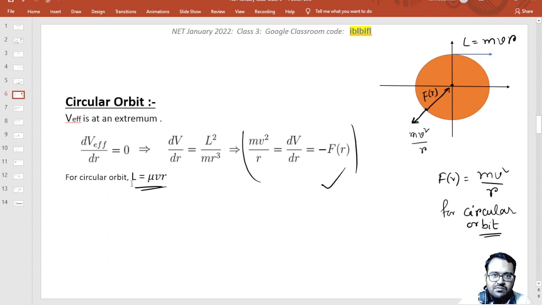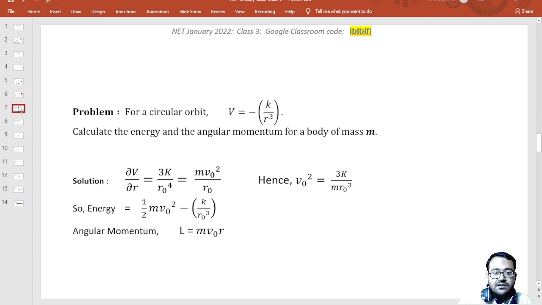So for every circular orbit problem, just remember this. The effective potential should be either a minimum or a maximum; in general, it's a minimum. L equals mu vr, and the force should be equal to mv square by r. There will be a lot of problems there, so we do an example problem.